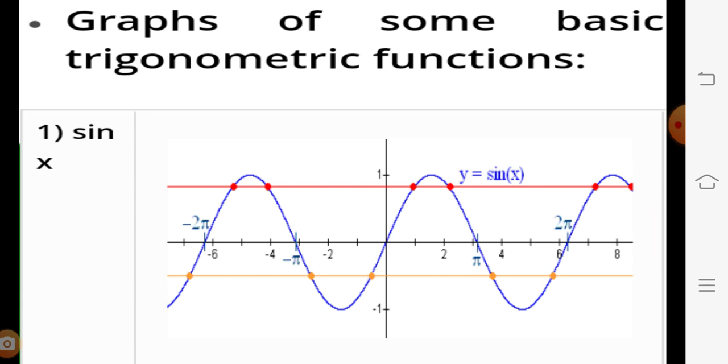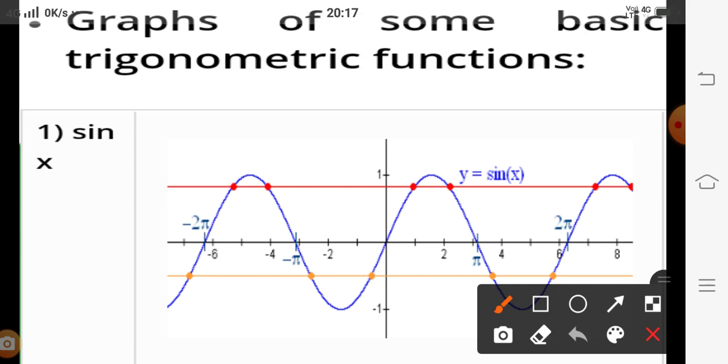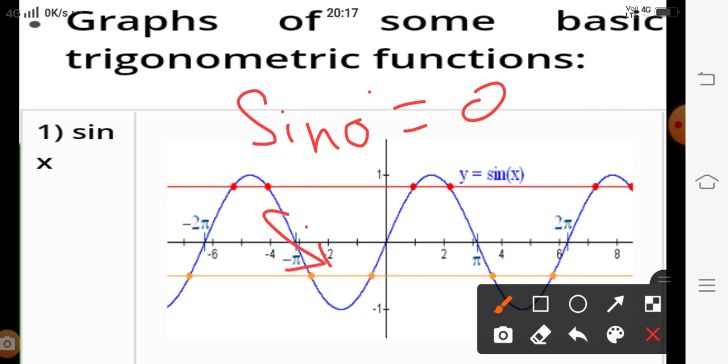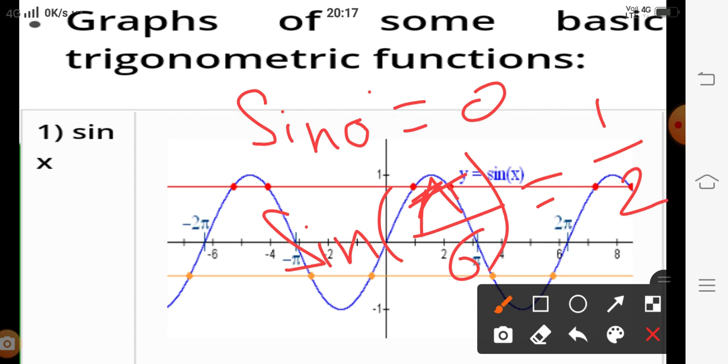If I consider a function y is equal to sin x, how will you plot its graph? If you take the value of x as 0, then sin 0 we know is 0. Then I take sin pi by 6, which means sin 30 degree, and sin 30 degree is 1 by 2. Similarly, sin 45, sin pi by 4, is 1 upon root 2.